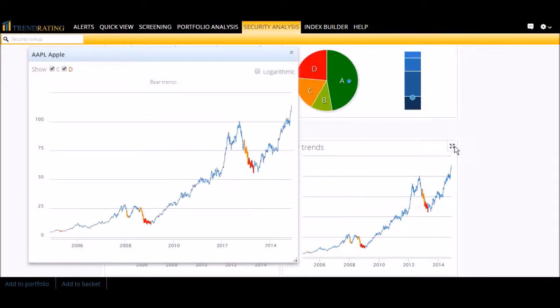On the downside, the system has also been effective in identifying major turning points and bear phases. As you can see here, this is identified by the orange and red lines associated to ratings C and D.